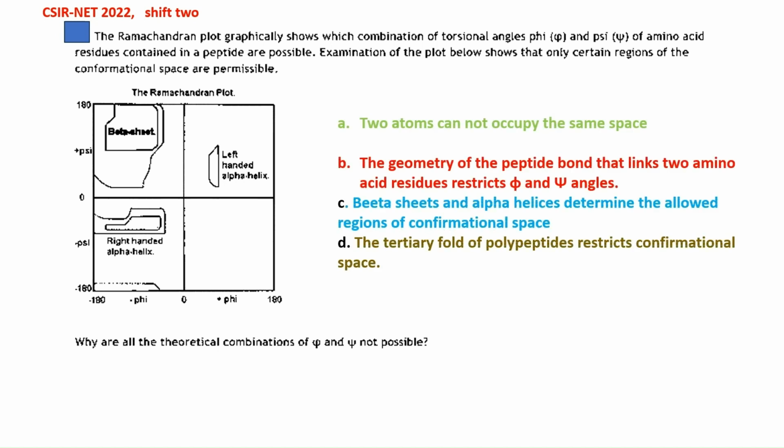The options are A. Two atoms cannot occupy the same space. B. The geometry of the peptide bond that links two amino acid residues restricts phi and psi angles. C. Beta sheets and alpha helices determine the allowed regions of conformational space. And D. The tertiary fold of the polypeptides restricts conformational space. Out of these four options, the first option, two atoms cannot occupy the same space, is the correct option.